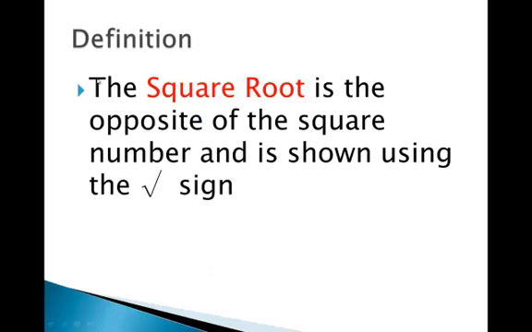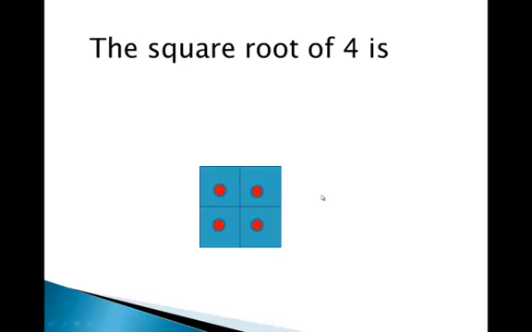So the definition of a square root is the opposite of the square number and is shown using the square root sign. So again, we look at the square and we can find what 2 numbers multiplied by themselves came up with that final number. So the square root of 4 is 2 times 2. We're just looking back the other way. Square root of 4 is equal to 2.